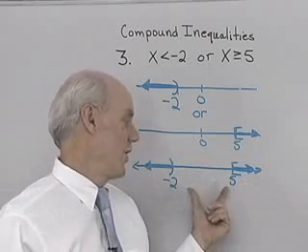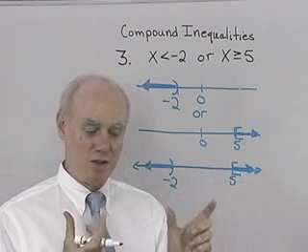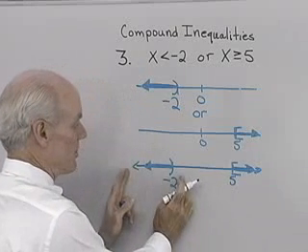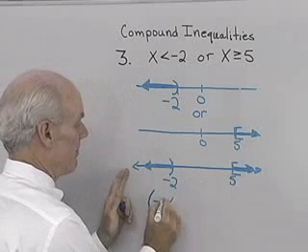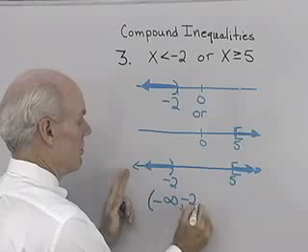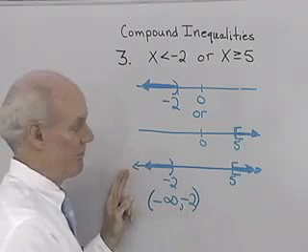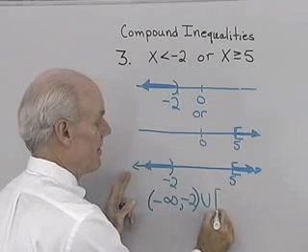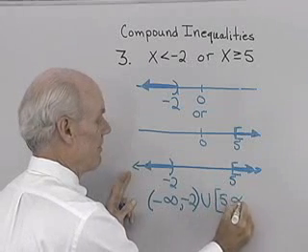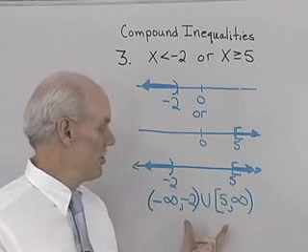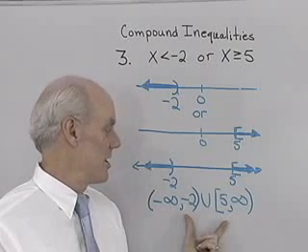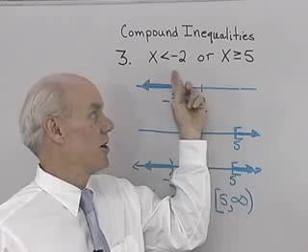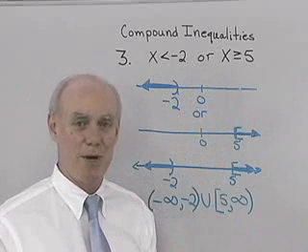Now, to write this with interval notation, I'm going to have to take two little intervals and connect them with my union symbol. So to write this with interval notation, I'll come up from negative infinity to negative 2, but I won't include negative 2. I want the union of that with the set that starts at 5, includes 5, and goes off to positive infinity. So here's my interval notation that represents the same set of numbers on the number line that this graph represents. When I have two inequalities connected with the word or, that's called a compound inequality.